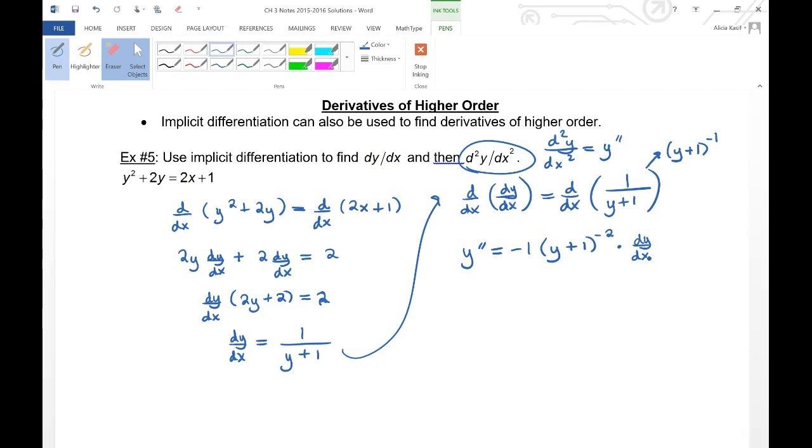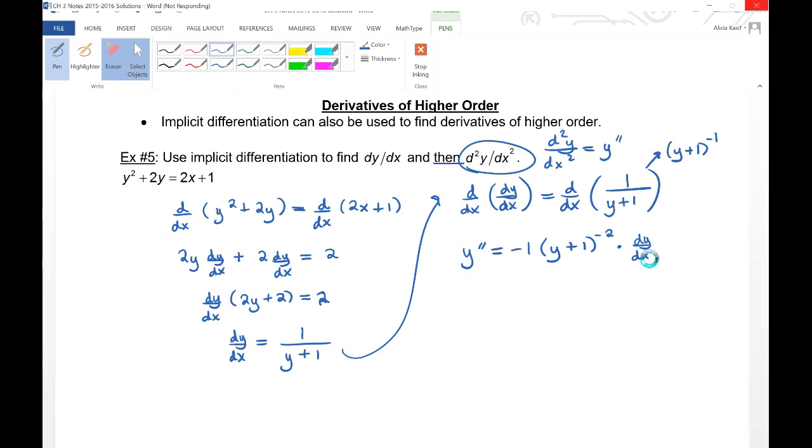Wait, how is it negative 1? Everyone said chain rule. But how did you get to the negative 2? You take the derivative of the outside function. Subtract 1 from the exponent. Oh, okay. Are we okay at this point?